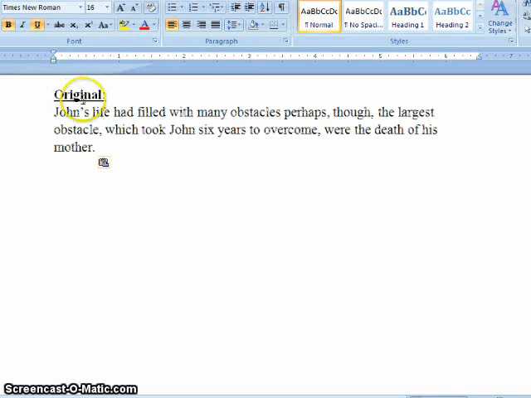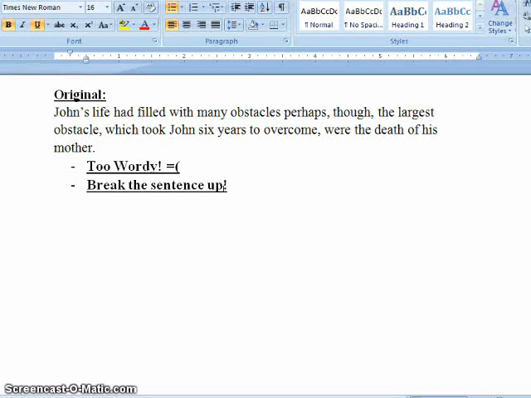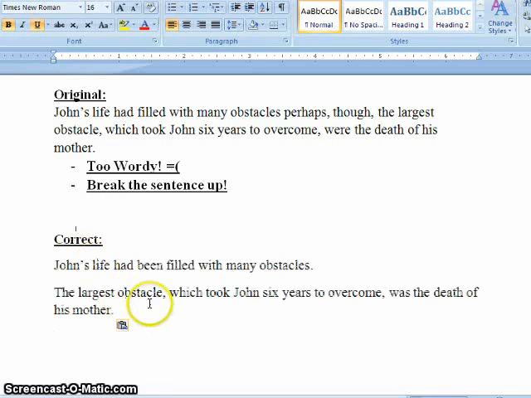The seventh sentence, the last sentence, the original, obviously we have some verb problems here, as well as a run-on sentence or two. We need to break these sentences up to make them two sentences. The first of which is, John's life had been filled with many obstacles. That's a complete idea in and of itself, so it can be a separate sentence. The next sentence, the largest obstacle, which took John 6 years to overcome, was the death of his mother. By splitting up the original sentence, we can make sense of it.